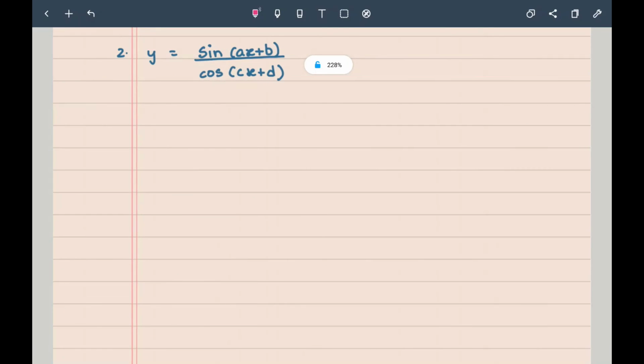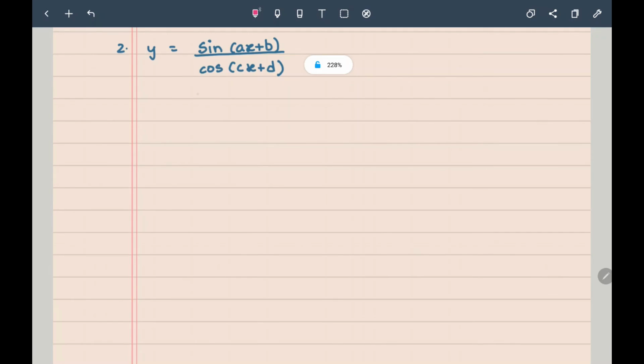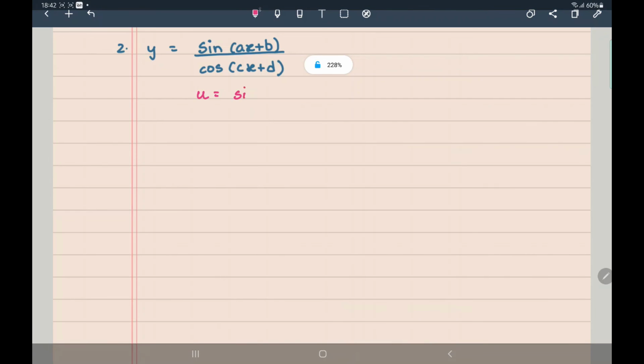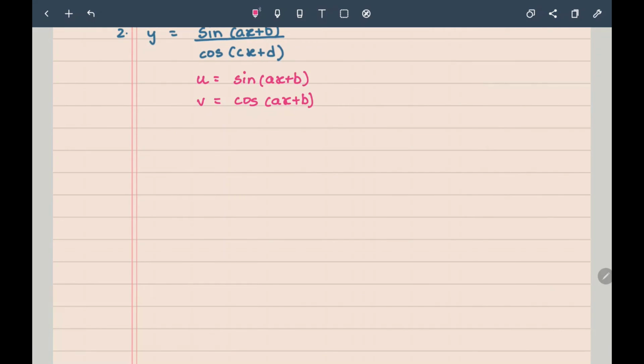So the second example we have is sine of ax plus b divided by cos of cx plus d. Here our u is sine of ax plus b and v is cos of cx plus d. So we'll apply the quotient rule, that is v into du by dx minus u into dv by dx divided by v square.